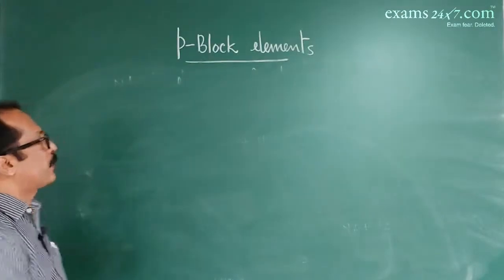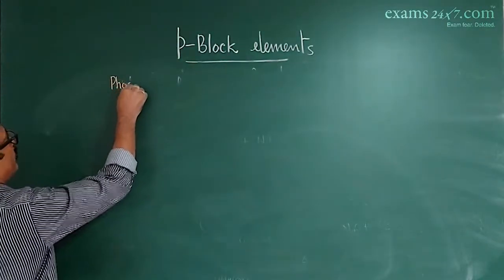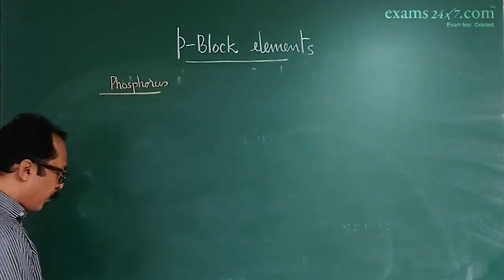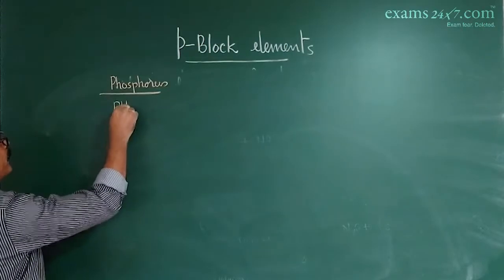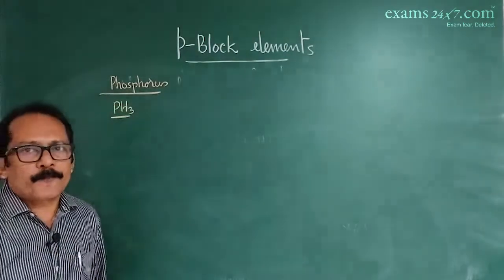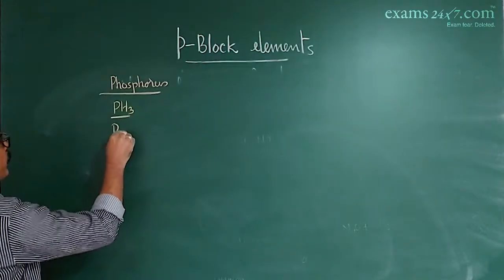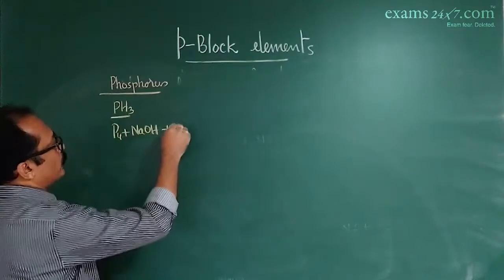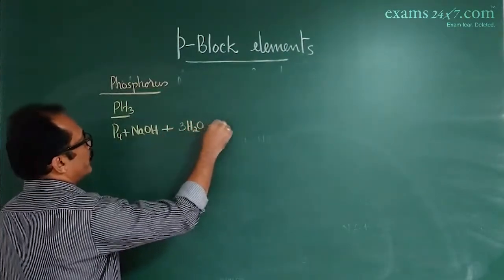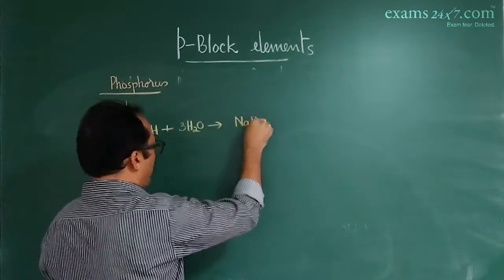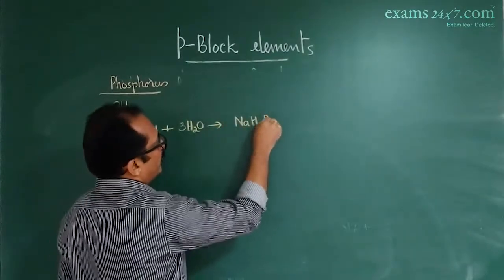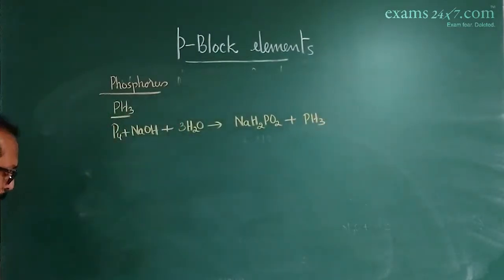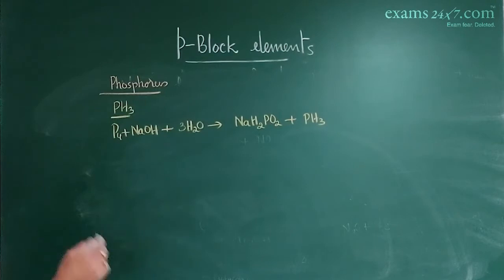Next one, about phosphorus. Compounds of phosphorus, first one is phosphine, PH3. The preparation of phosphine: when white phosphorus reacts with sodium hydroxide solution, that gives sodium hypophosphite, liberating phosphine, PH3.